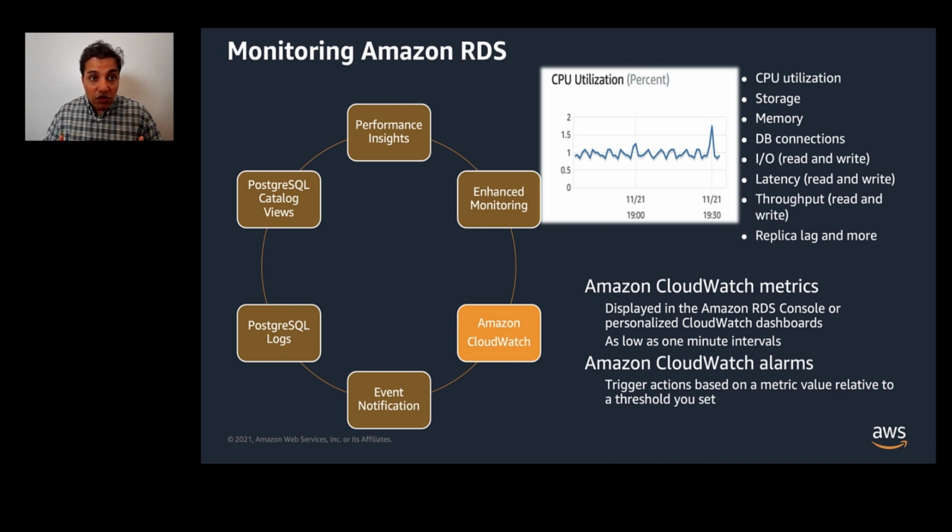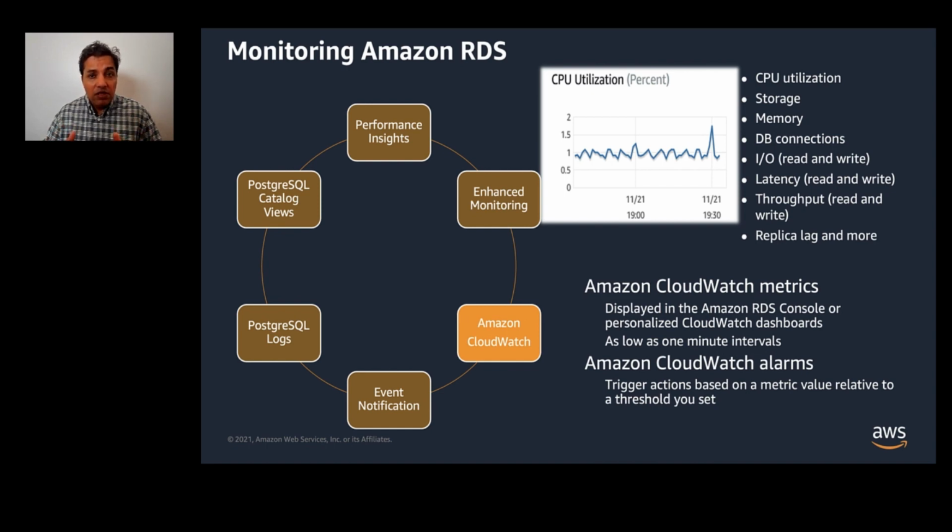With CloudWatch metrics, the metrics are collected at as low as 1 minute intervals, and the metrics we collect are CPU utilization, storage, database connections, I/O related metrics, latency, throughput, replication lag, and so on and so forth. One of the important features of CloudWatch is CloudWatch alarms. You can set up an alarm and trigger an action based on metrics when certain thresholds are met. So again, a very important service when it comes to monitoring and thresholding.